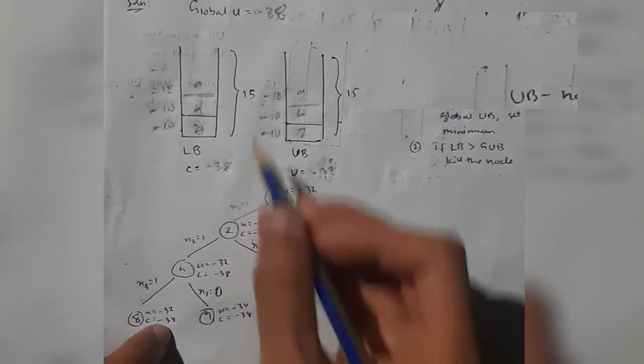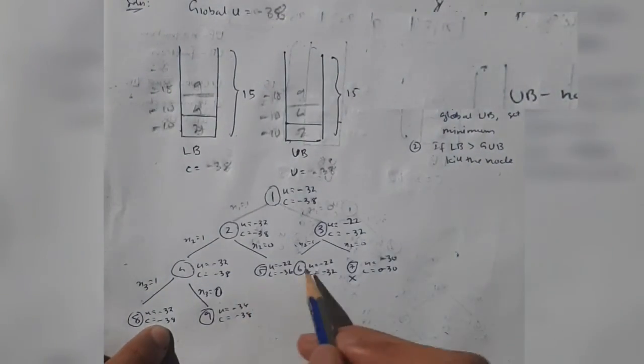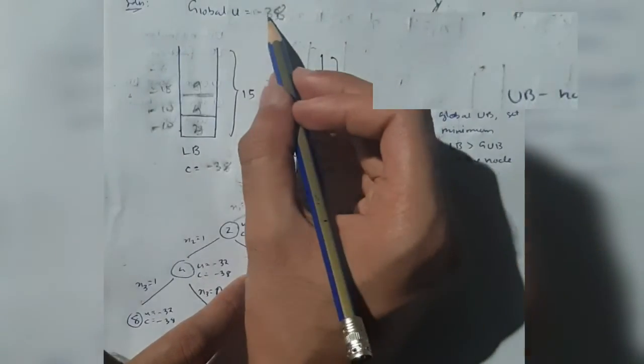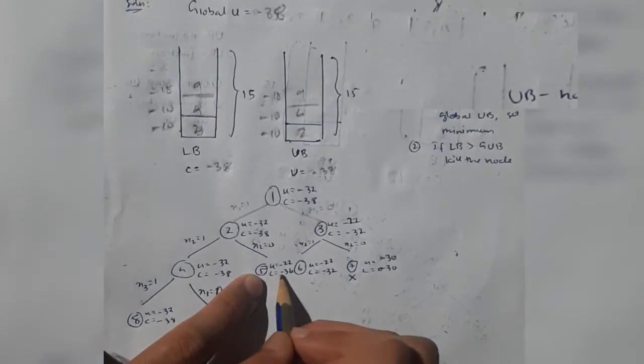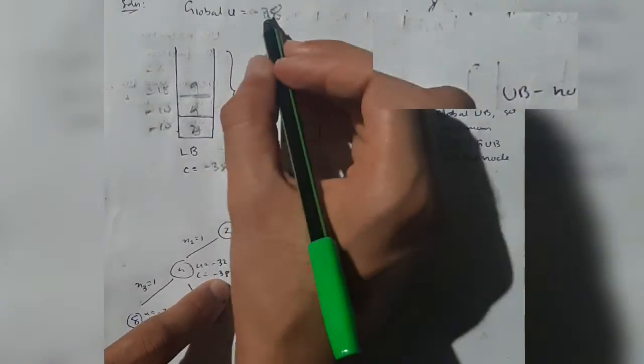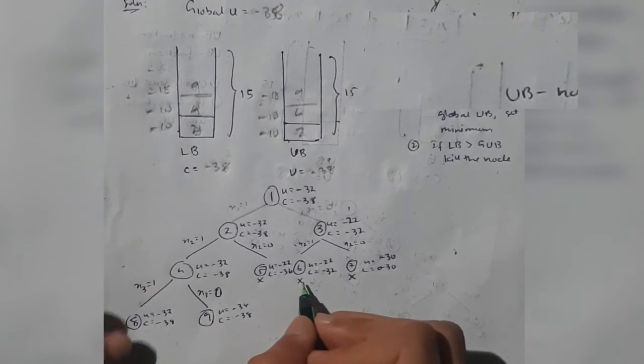Let's start from here. This one is minus 38, this one is also minus 38, it's valid. Then this one, here the lower bound is minus 36 and here it is minus 38. Minus 36 is greater than minus 38, so this node is invalid. Here minus 32, that's also greater than minus 38, this is also invalid. Now we have two valid nodes here which we'll be expanding.